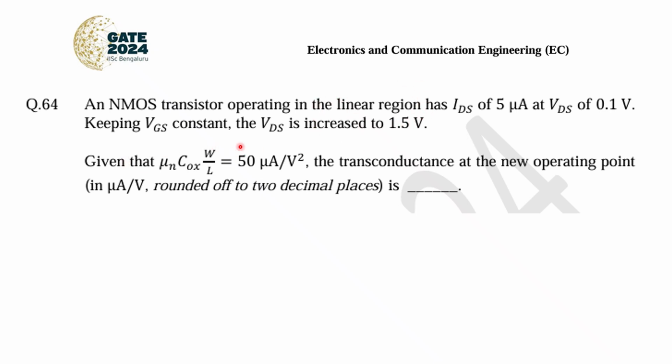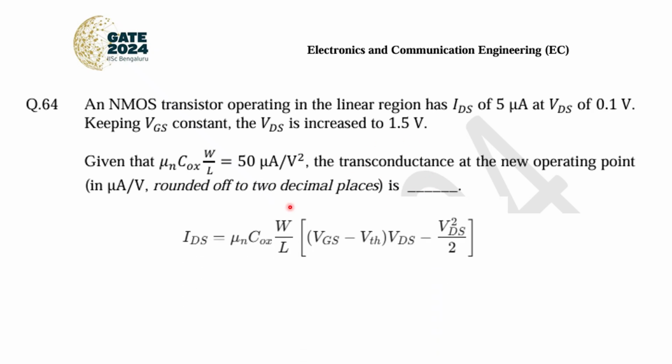So, keeping VGS constant, the VDS is increased to 1.5 volt, right? So the gate voltage we are going to keep constant, and we are only increasing VDS, right? Given that μCox W/L, that is K, is equal to 50 microampere per volt square, the transconductance at the new operating point is being asked, right?